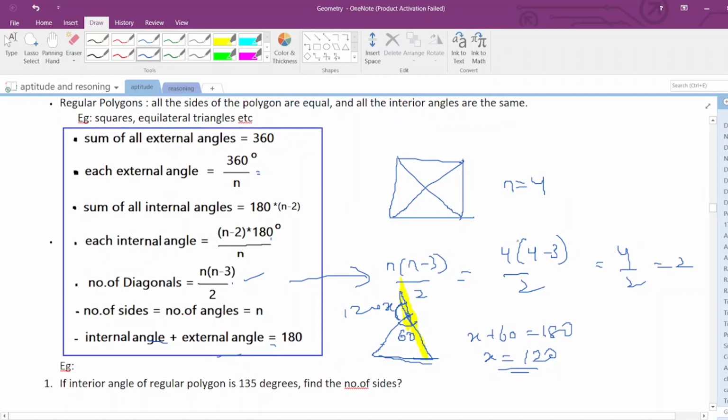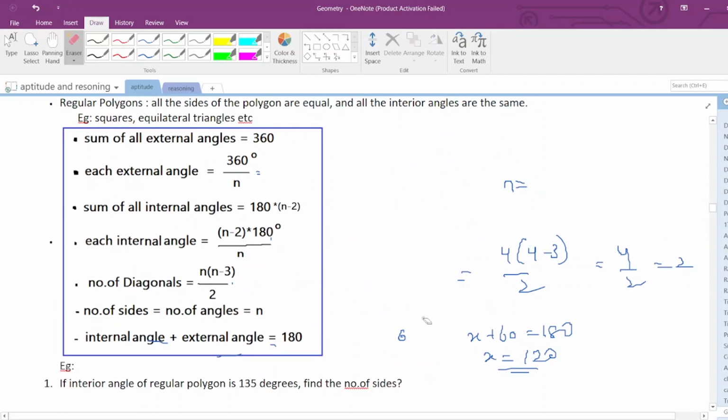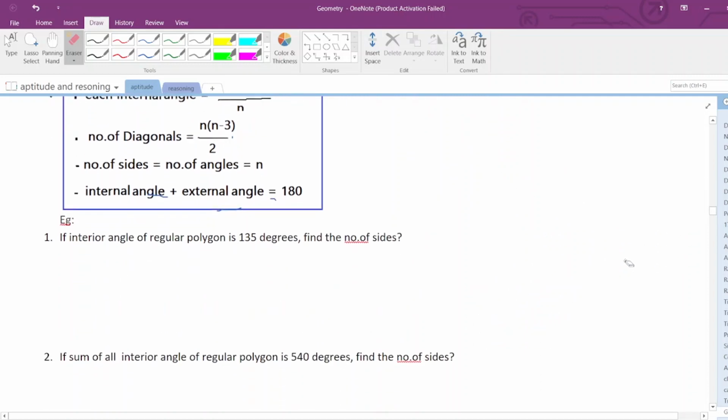The same, if you observe, this internal angle is 90 degrees. This external angle is also 90 degrees. Now 90 plus 90 becomes 180 degrees. So this is about basic concepts on regular polygons. Please remember all these things. Now let's understand what types of questions they can ask based on this. Let's solve one after another.